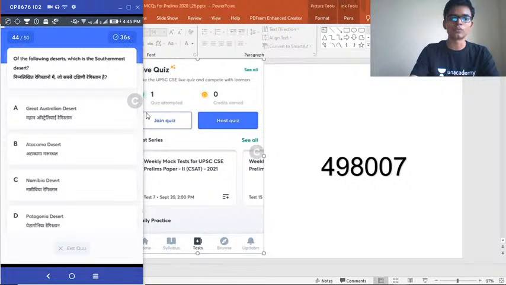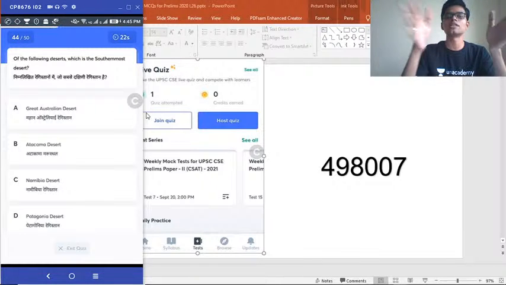Question 44. Of the following deserts, which is the southernmost desert? Great Australian Desert, Atacama Desert, Namibia Desert, Patagonia Desert. Very simple again. Just imagine the position of these deserts, okay?